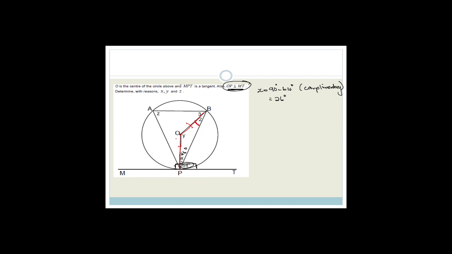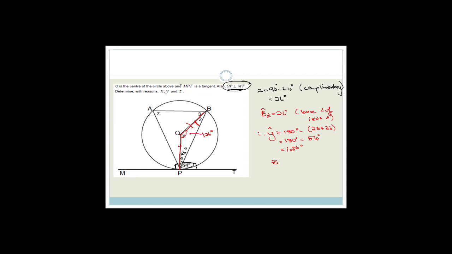Okay, I've just realized there's another way you can do this as well, which we'll go through in a minute. Let's do that first, and then I'll show you the other way. So angle B2 is also 26 degrees because it's the base angle of an isosceles triangle. Therefore, Y is going to be 180 degrees minus 26 plus 26, which equals 180 degrees minus 54 degrees. Well, 4 from 10 is 6, and 5 from 7 is 2, so that is 126 degrees. So y is 126 degrees.